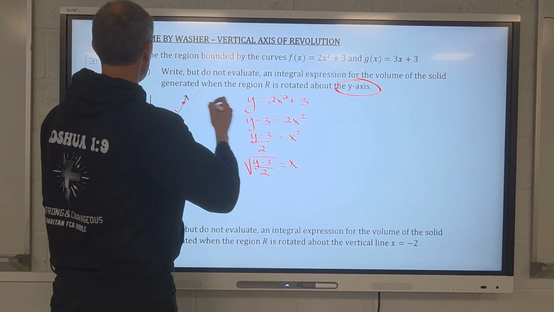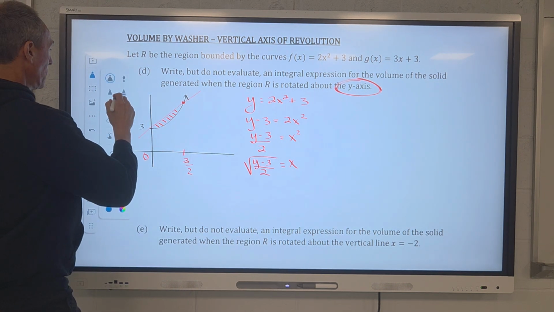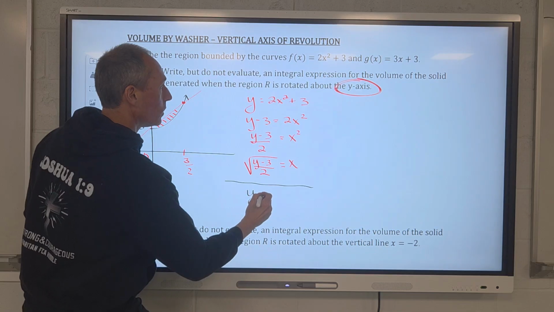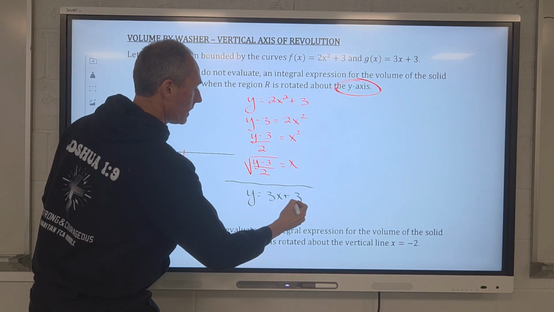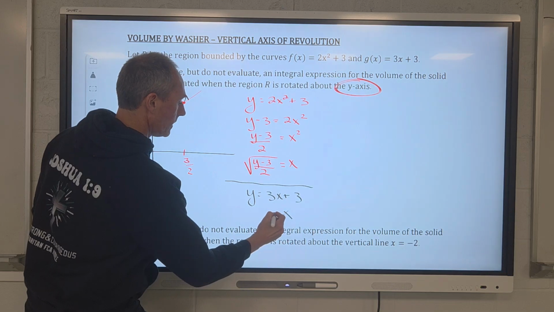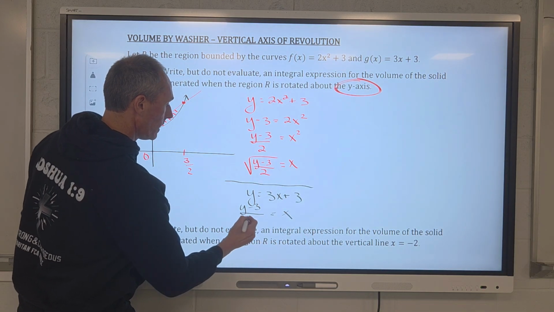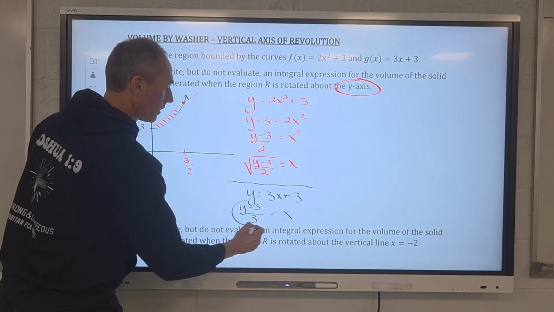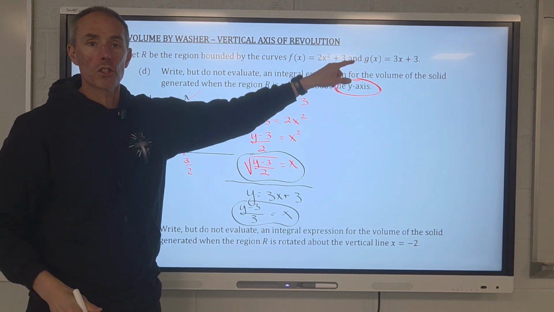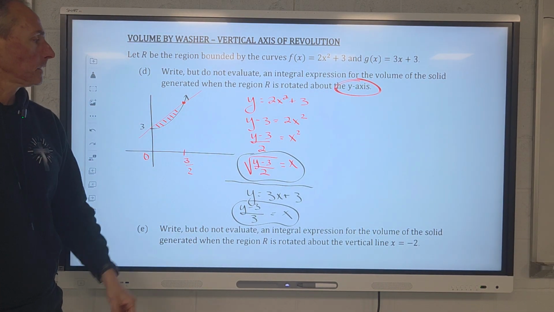Now let's go do the other one. So y equals 3x plus 3. And when I solve that for x, I'm going to wind up with x equals (y minus 3) over 3. So I have this one right here, and I have this one right there. Those are my two functions now in terms of y.